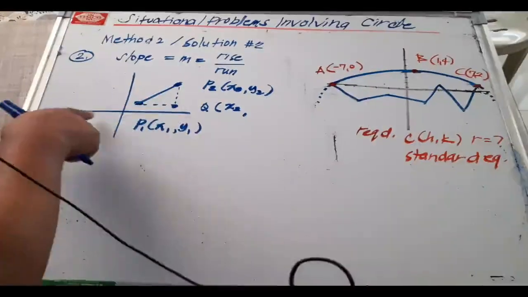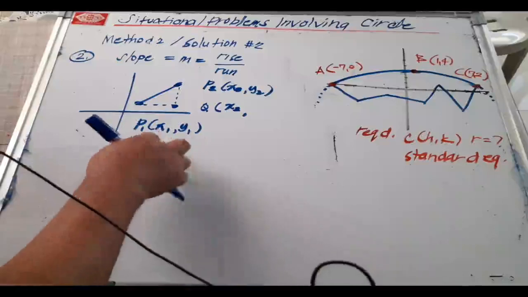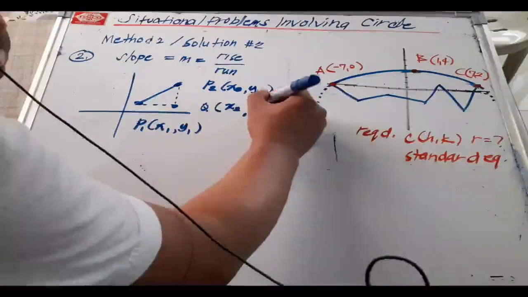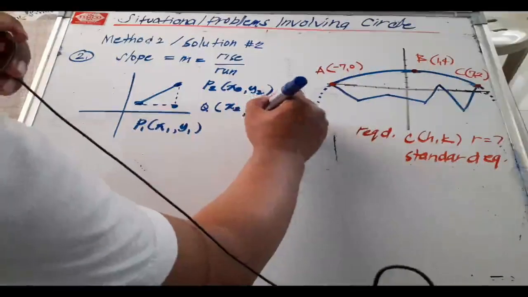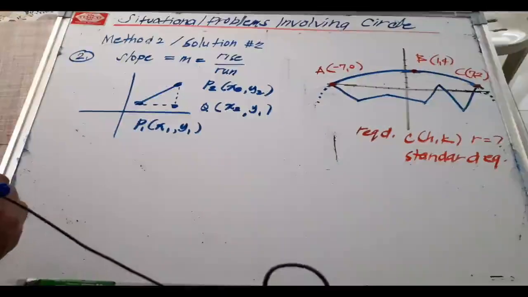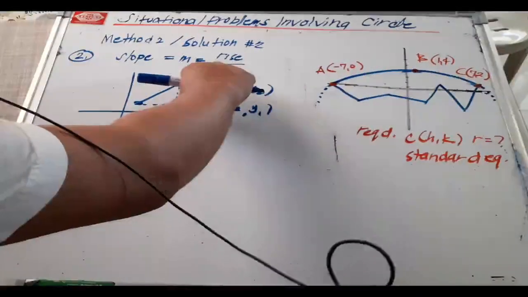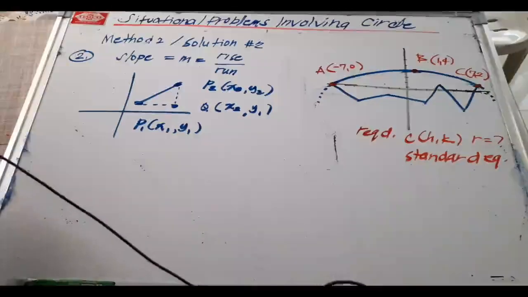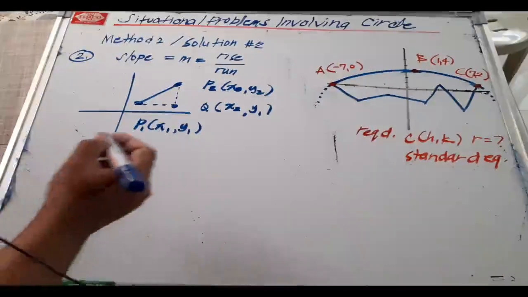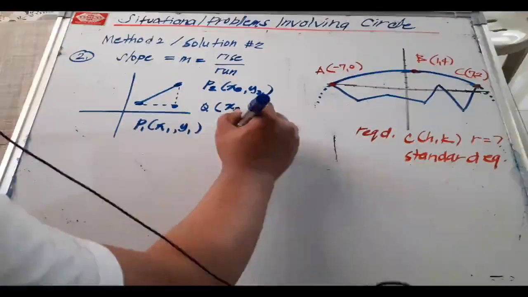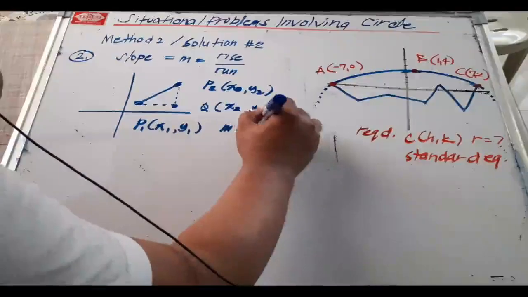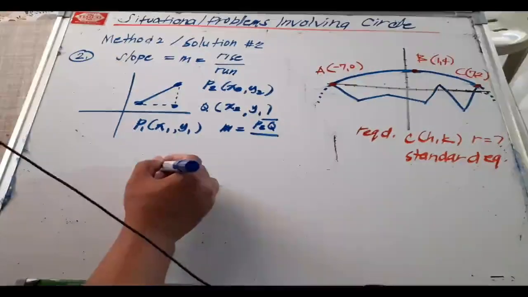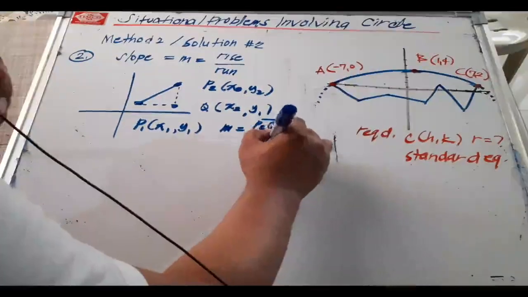And this point Q has the same vertical distance from the x-axis with respect to point P1. Pareho yung height nila. So, ibig sabihin, ang kanyang ordinate is y sub 1. So, ang rise, ito yung vertical distance, ito yung rise, ito yung horizontal distance between P1, Q, ito yung ating run. Okay? Ibig sabihin, ang slope natin dito is P2Q all over QP1.